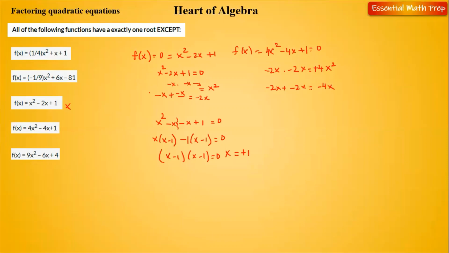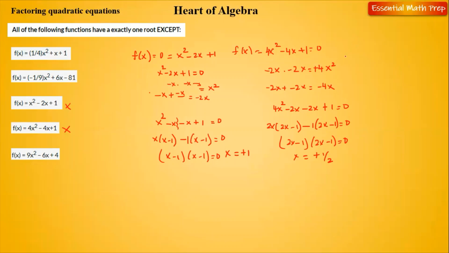So if you substitute negative 4x with this, then you can rearrange the expression as 4x squared minus 2x minus 2x plus 1 equals 0. If you take 2x out of here, then you get 2x minus 1. If you take minus 1 out of here, then you get 2x minus 1 equals 0. 2x minus 1 times 2x minus 1 equals 0. X equals plus 1/2. Again, this has only one root, so that is not possible either. Let's go up to the top, okay?